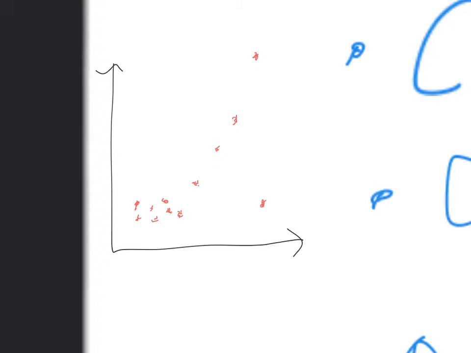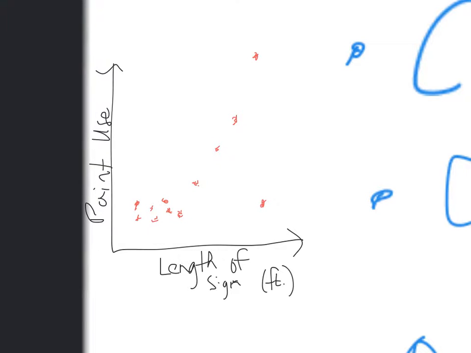So this is kind of what your scatter plot looked like in your textbook, with the x-axis being the length of sign in feet, FT, and then your y-axis was the paint used in quarts. Man, I cannot draw today. Okay, you guys get the point. This is in quarts.